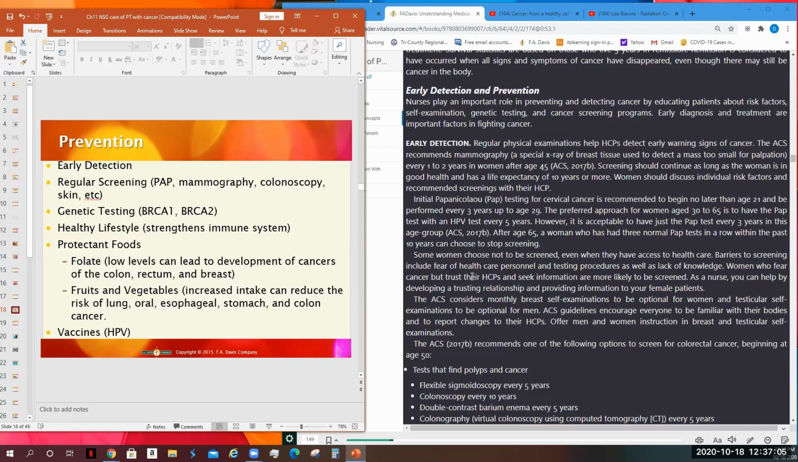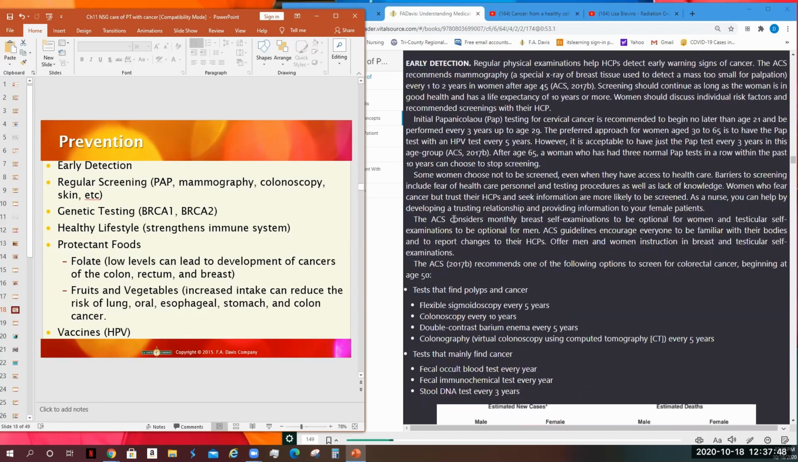Pap testing for cervical cancer is recommended to begin no later than age 21 and be performed every 3 years up to age 29. The preferred approach for women aged 30 to 65 is to have the Pap test with an HPV test every 5 years. However, it is acceptable to just have the Pap test every 3 years in this age group. After age 65, a woman who has had 3 normal Pap tests in a row within the past 10 years can choose to stop screening. That is really something to look forward to.